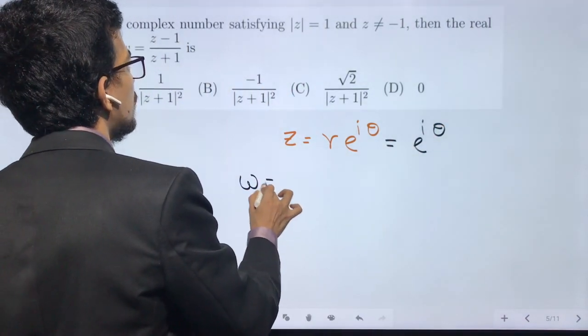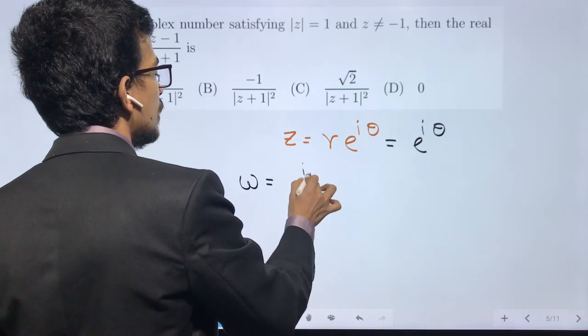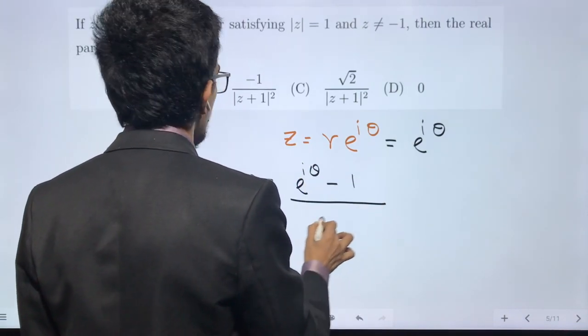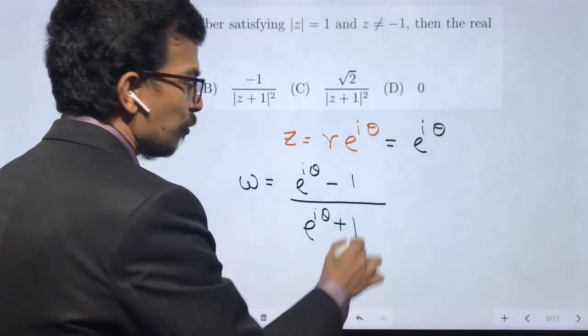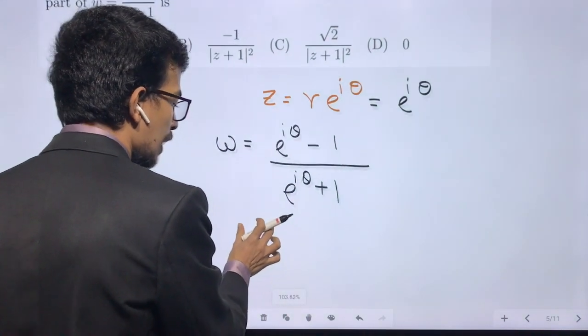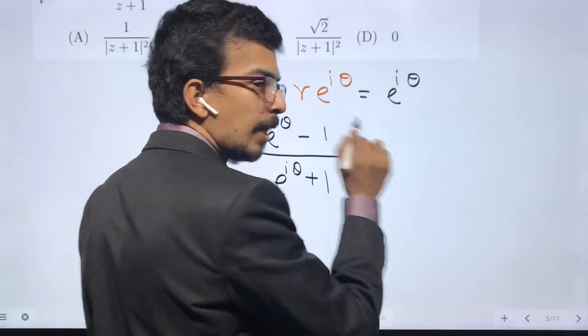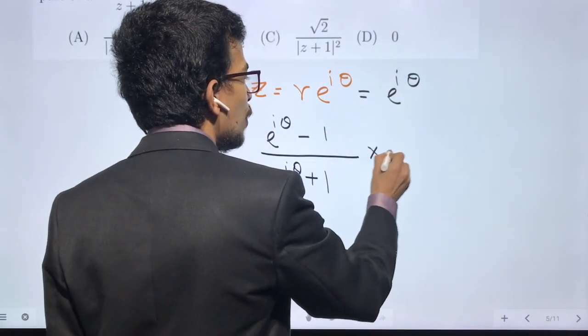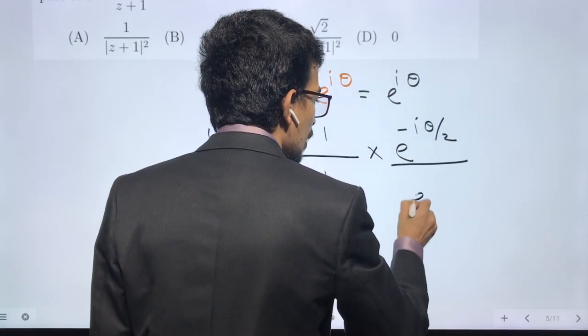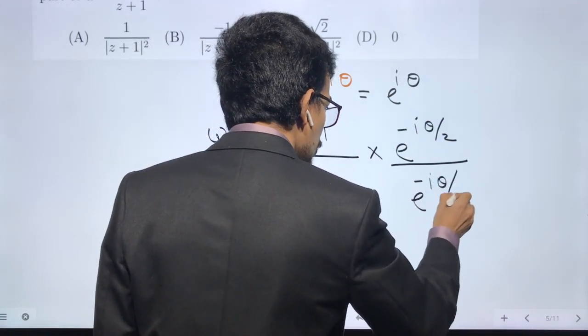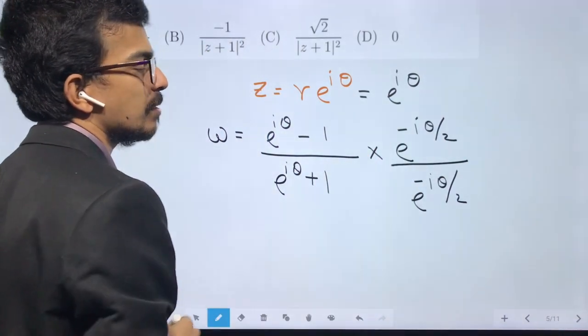So our w is nothing but e raised to i theta minus 1 by e raised to i theta plus 1. Now to simplify this expression, I'm going to multiply the numerator and denominator with e raised to minus i theta by 2. I'll tell you why this will work. We'll see soon how this will help us.